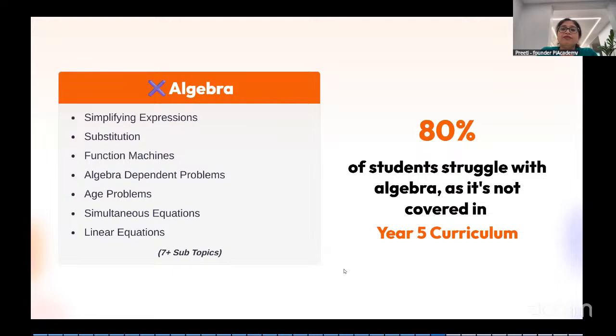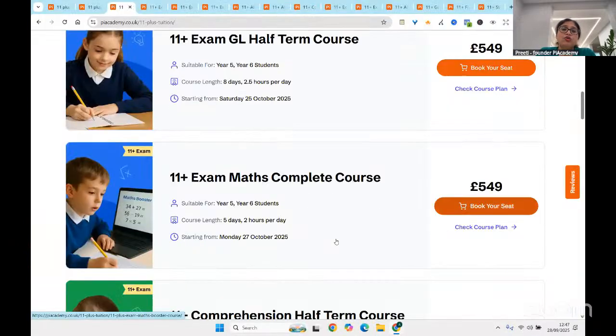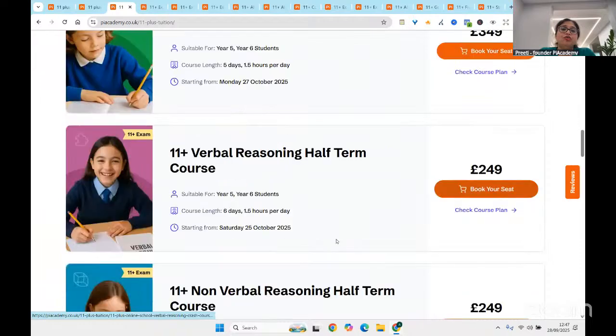Because I myself was teaching the 11 plus exam for the maths subject, and I have realized that it's so difficult even to teach the algebra topic to the kids. But remember, the algebra questions are going to be there in the exam, and hence it is important that you are practicing this topic. We have the dedicated courses on the page which I have showed you, and we also have a dedicated video course on algebra.